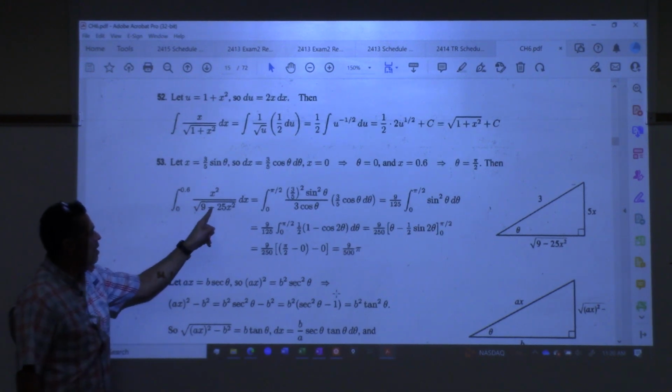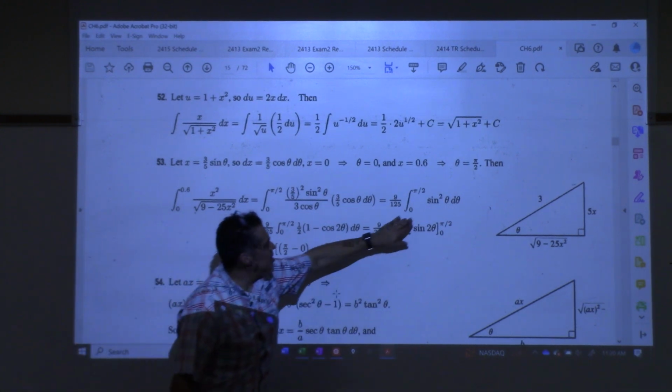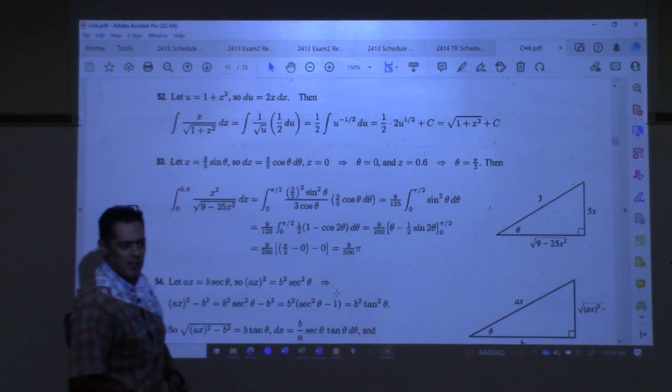and I just used 1 and 1 instead of 9 and 25. This is a homework problem. So you can see it turns out to a sine squared, which is, yeah.